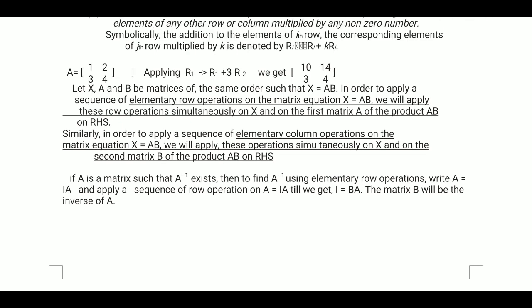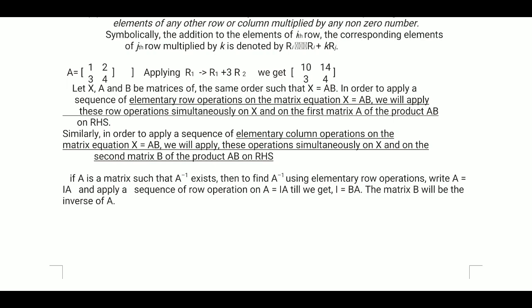Similarly, in order to apply the sequence of elementary column operations on the matrix equation X is equal to A into B, we will apply the operations simultaneously on X on the left hand side and the second matrix B of the product AB on the right hand side, not on both A and B. It will be applied only on B on the right hand side.